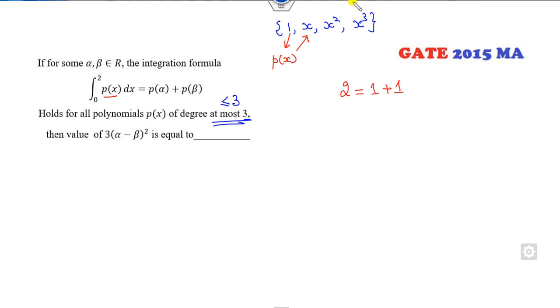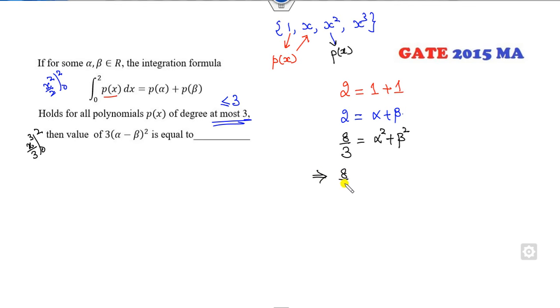If I take p of x is my x, the integration is x square by 2 over the domain 0 to 2. It is my 2. Here it is alpha plus beta. Then take p of x is x square. Substitute here. It is my x cube by 3 over the domain 0 to 2. It is 8 over 3. X square is alpha square plus beta square. Now you have the two unknown equations. You can easily solve them.